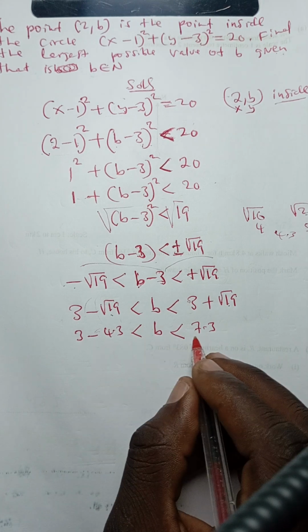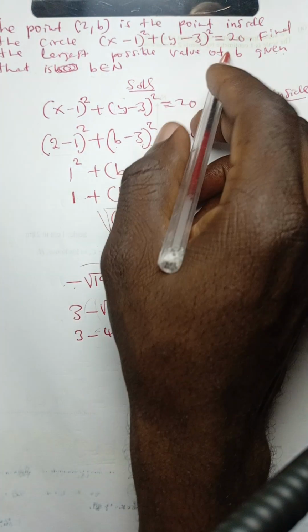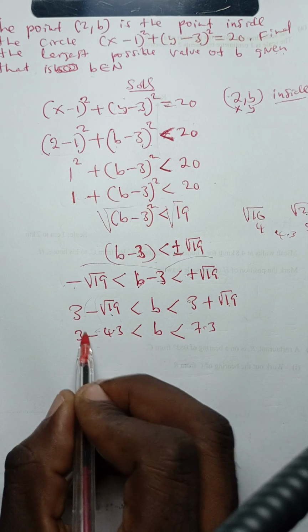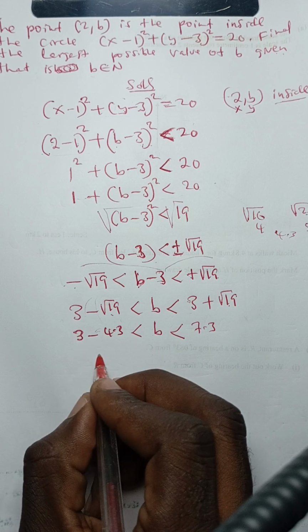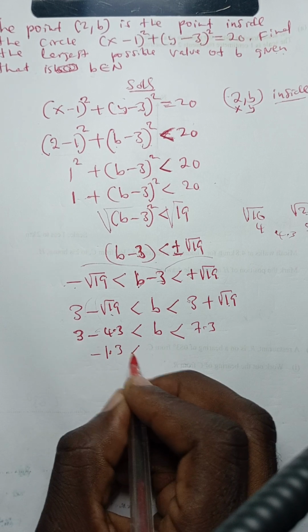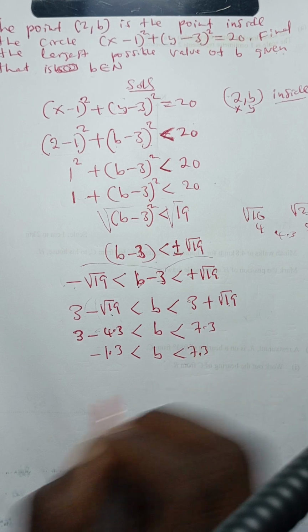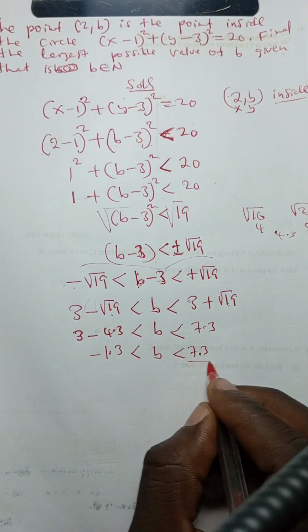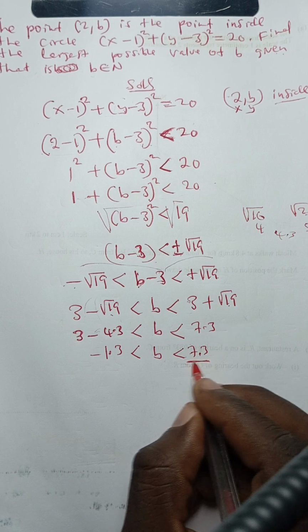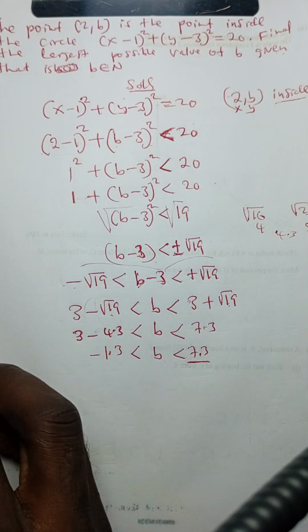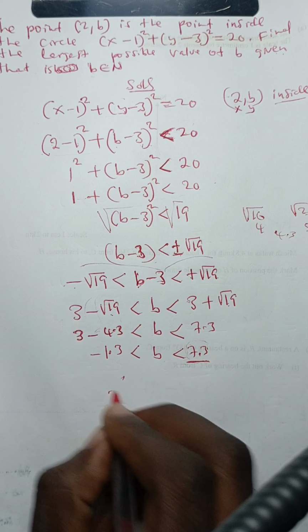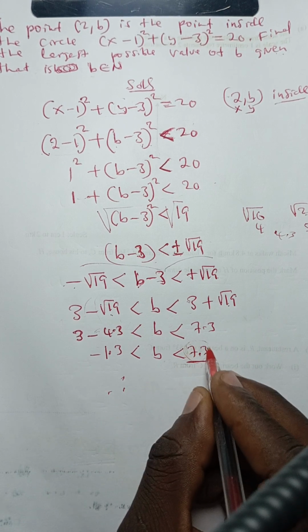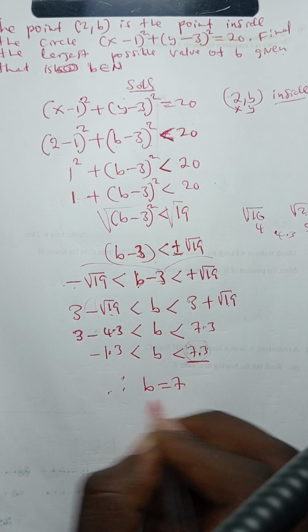Now, having these two values, we're looking for the largest possible value. So 3 − 4.3 gives us negative 1.3, less than b, less than 7.3. For the largest possible value, we consider 7.3. Since b is an integer, a natural number, we get the number closest to and less than 7.3. Therefore, b is equal to 7 as the answer.